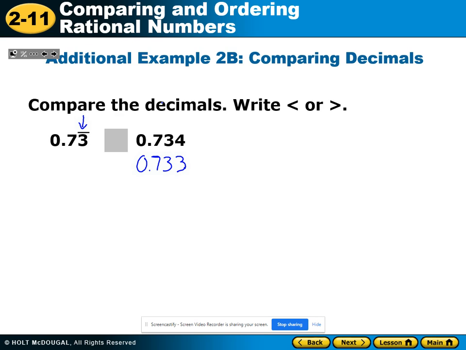Now that the decimals are lined up, 7s are the same, 3s are the same. Oh, 4. 3 is smaller, 4 is bigger. I get a less than symbol in there. Or the way I like to look at it, 734, 733. I just look at it as if they're regular numbers. Once the decimals are lined up, 734 is bigger, so we get our less than symbol.